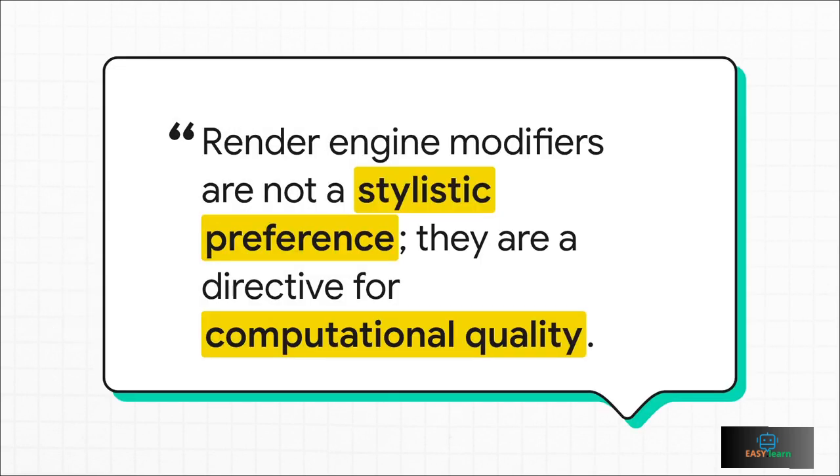Now, this is a really fascinating insight. When you add terms to your prompt like octane render or shot on Kodak Portra, you're not just asking for a particular style. You're actually giving the AI a direct order for computational quality. You're basically compelling it to use more processing power to give you a higher fidelity, more detailed image. It's like a quality hack built right into the words you use.